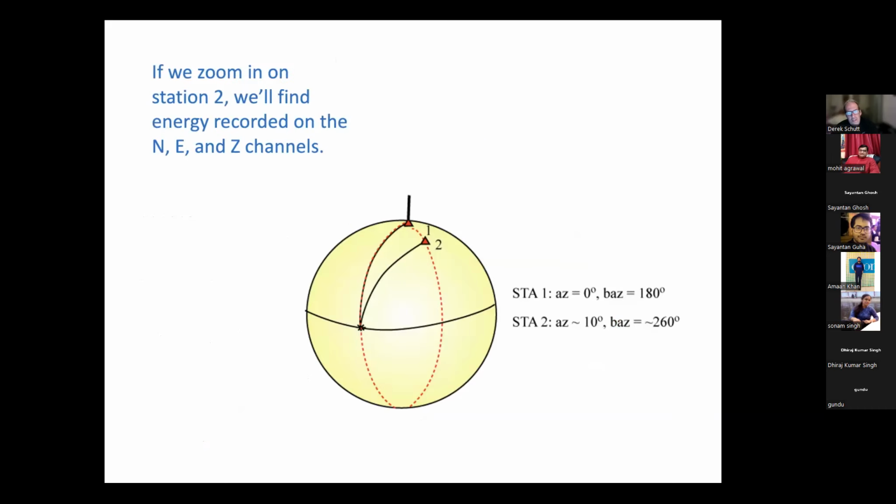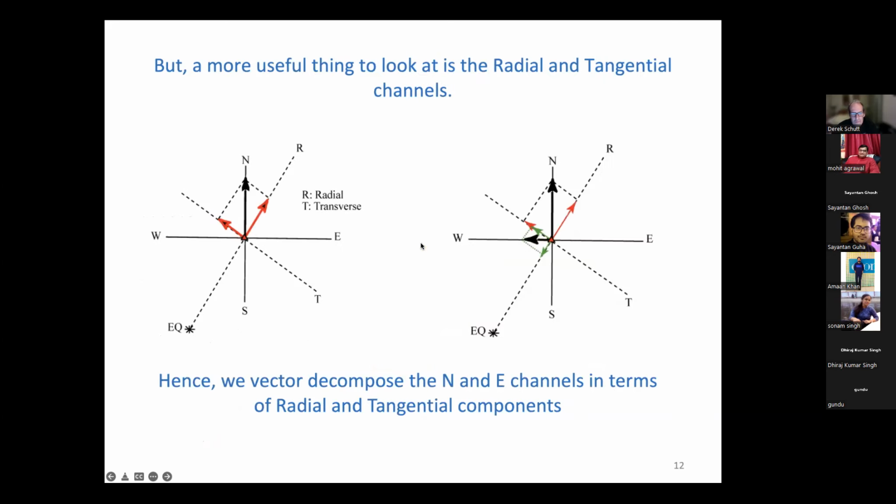If we zoom in on station 2, we'll find energy recorded on the northeast and vertical channels, the Z channel. And it's also useful to look at the radial and tangential or transverse channels. So the radial channel is in the direction between the receiver and the earthquake. And the transverse or tangential channel is perpendicular to that.